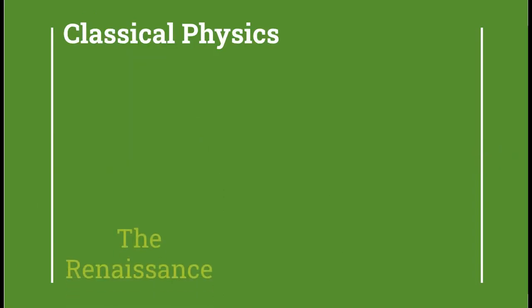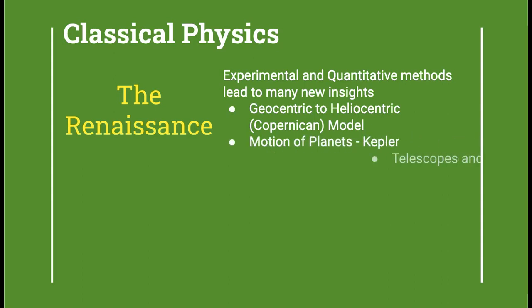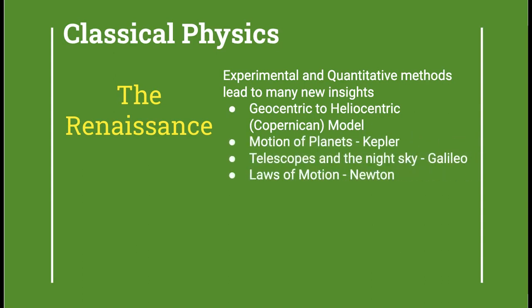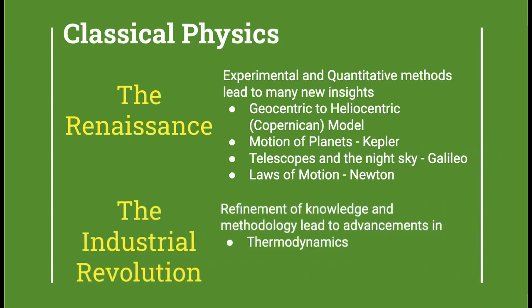Classical physics was actually born in the Renaissance. And what they started doing in the Renaissance period was making changes to the belief systems. And the belief systems were not necessarily based in actual observations. So the Renaissance gave us more solid evidence to show what was actually happening. Then we had the Industrial Revolution, which caused the refinement of knowledge. And we had advancements in areas of thermodynamics, chemistry, and electromagnetism.